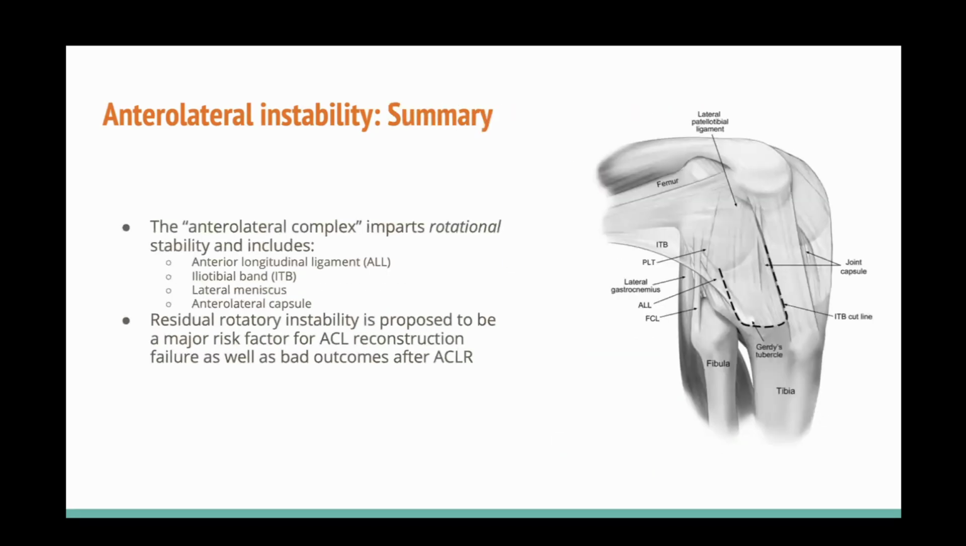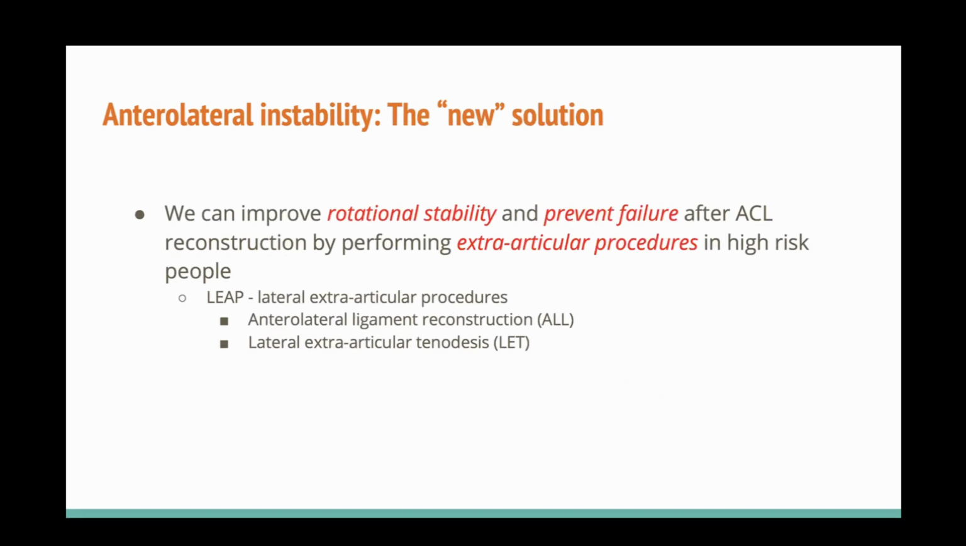So the idea here is that there are some structures in the anterolateral knee that help impart rotational stability, and perhaps there's some residual rotatory instability that could put us at a major risk factor for ACL reconstruction failure or even bad outcomes after ACL reconstruction. So the idea is that we can improve rotational stability and prevent failure after ACL reconstruction by performing extra-articular procedures in high-risk people. In the literature, these are called LEAPs, lateral extra-articular procedures.